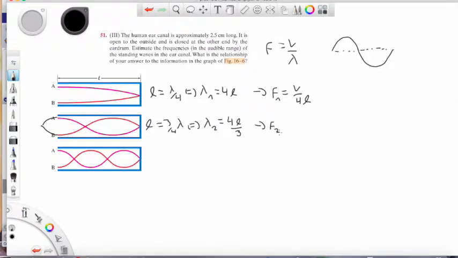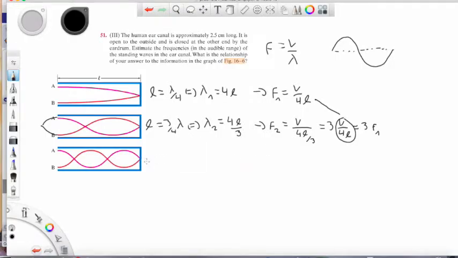And the frequency of the second case is the speed of sound divided by lambda 2, 4L over 3, which is the same as 3 times V over 4L, or 3 times frequency 1. As you can see, frequency 1 is in this expression already.